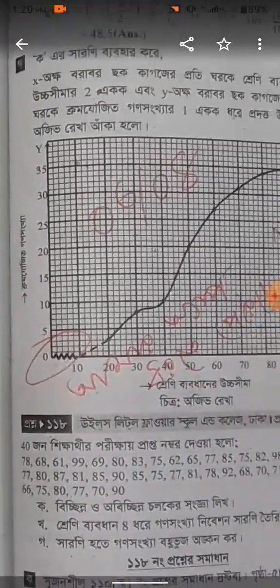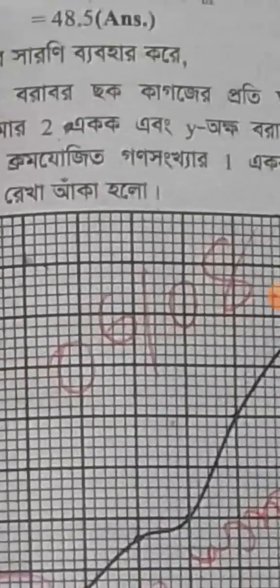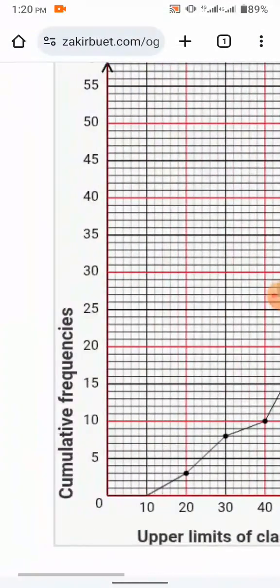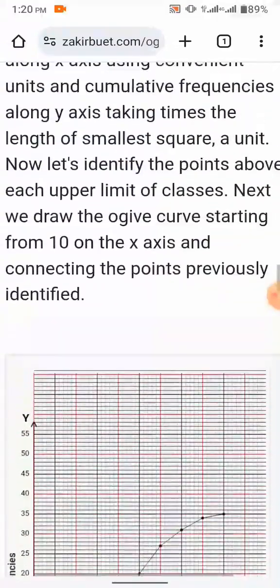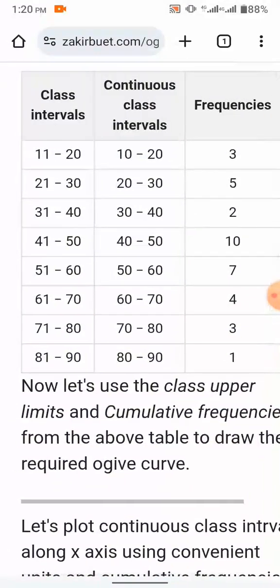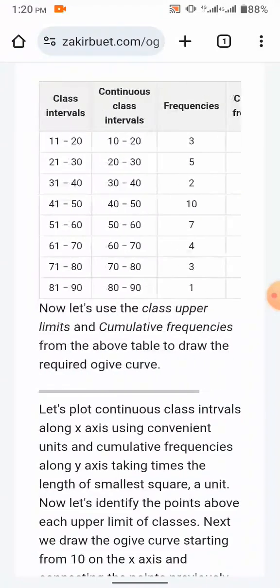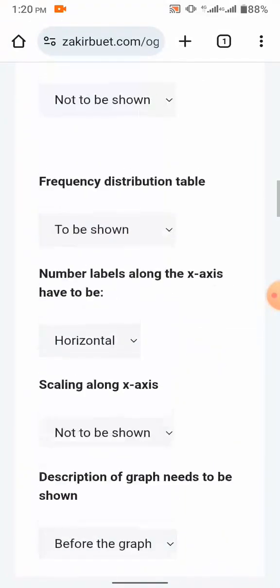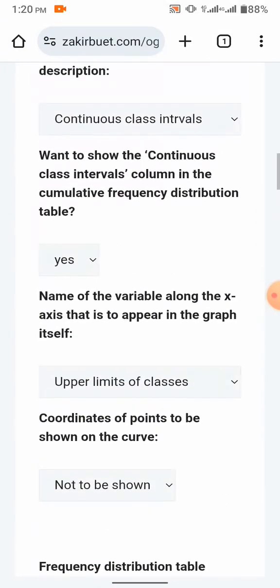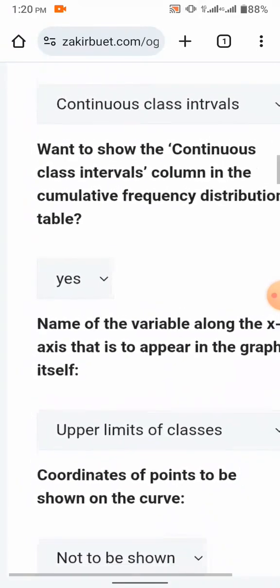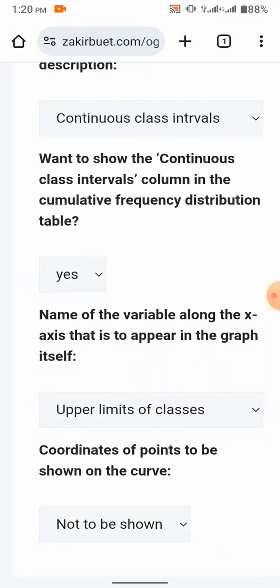So as you can see, the highest frequency belongs to this point, which is 35. Let's see whether this is the case on my app. Yes, it is 35. And if you want to check whether the cumulative frequency distribution table is okay, there are 4 columns here, and there is probably an option right here, whether to show the continuous class intervals column in the cumulative frequency distribution table. Currently it is yes. Let's choose no.